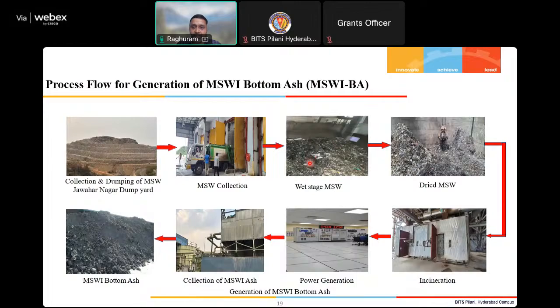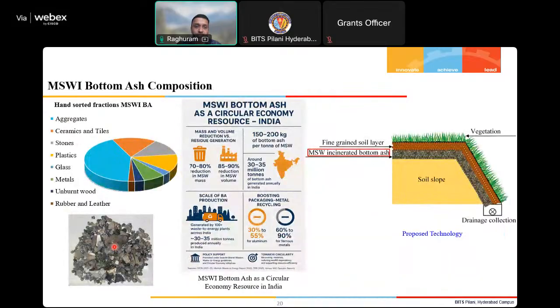And here you have a wet stage and then a dry stage. It will be dried before sending it to the incinerator. Once it gets incinerated, some of the power will be used for power generation from the gases that are emitted, and the rest will be disposed of as municipal solid waste bottom ash. Now, this bottom ash contains various fragments of aggregates, ceramic tiles, stones, etc.